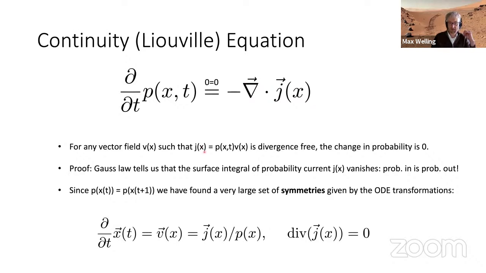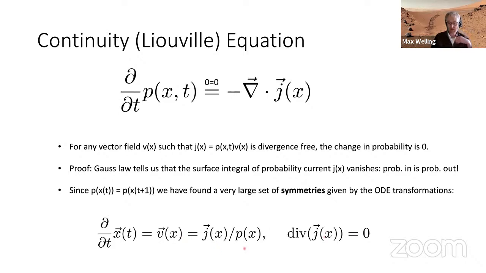Okay, so this takes a little bit of math, but you can show that this probability current can be written as the probability density times the vector field. And so that's the vector field V. So V is the current divided by P. And then we can write down an ODE for the particles, X. The time derivative, the change of these particles, flows according to this vector field V. And this has to be equal to J over P. And the divergence of J has to be 0.